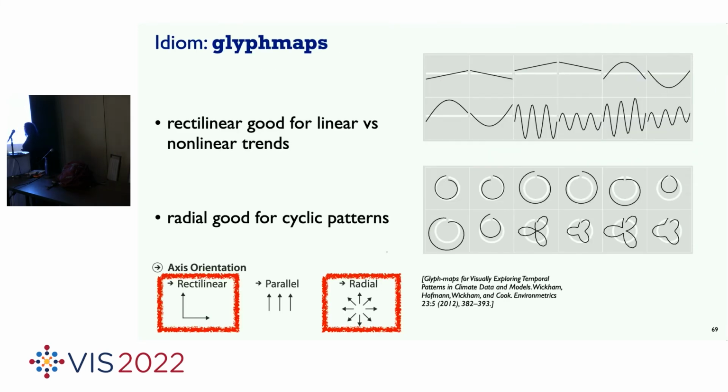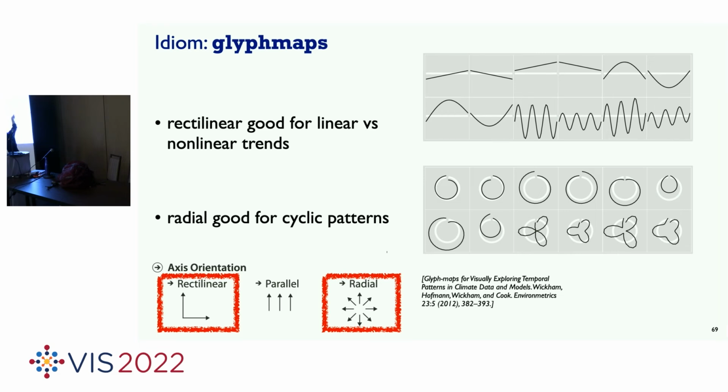So when are radial things good? They can be particularly good when you have cyclic data, because they emphasize the cyclic nature of that data, because radial things wrap around. Whereas with rectilinear things, the start and the end are quite separate from each other. So this is a nice example from Hadley Wickham, the same person who designed ggplot and the whole tidyverse, in a paper with Heike Hofmann and Dianne Cook.